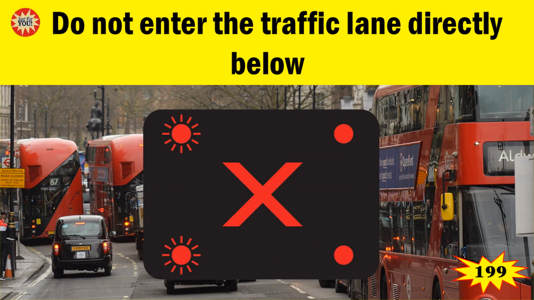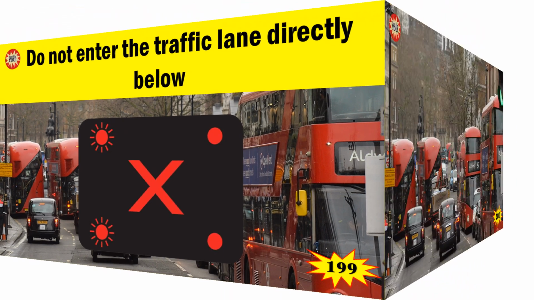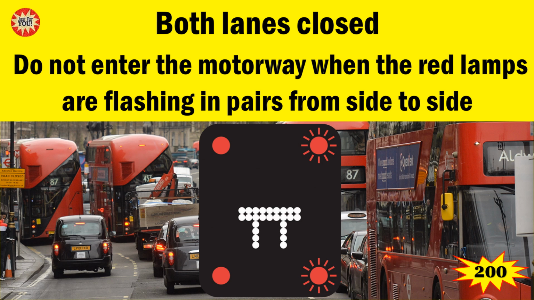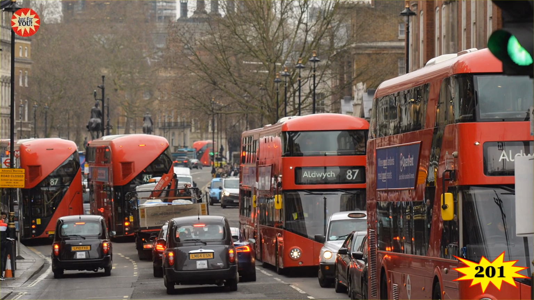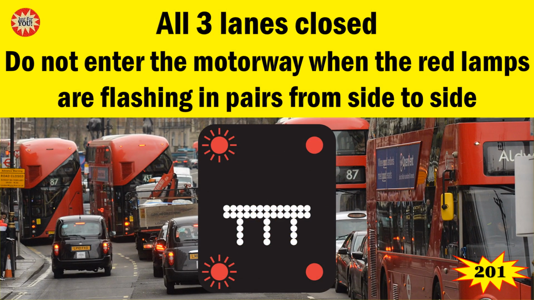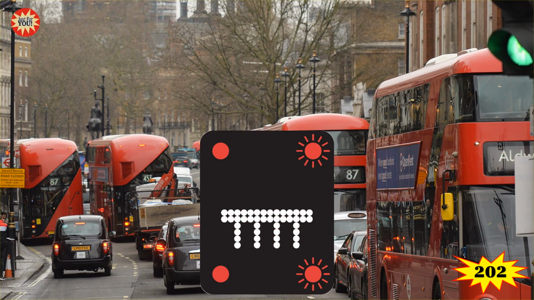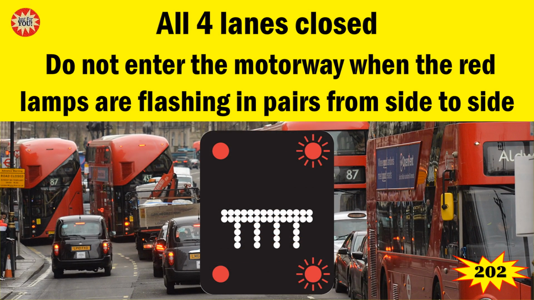Do not enter the traffic lane directly below. Both lanes closed. Do not enter the motorway when the red lamps are flashing in pairs from side to side. All 3 lanes closed. All 4 lanes closed. Do not enter the motorway when the red lamps are flashing in pairs from side to side.